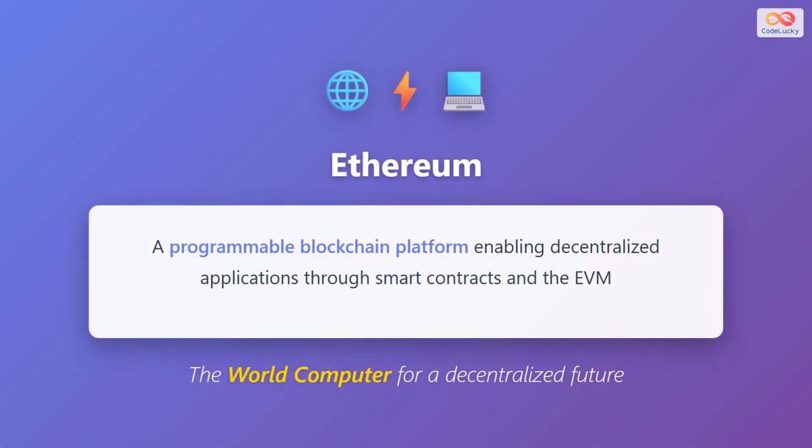To summarize, Ethereum is a programmable blockchain platform that enables decentralized applications through smart contracts and the Ethereum Virtual Machine. It represents a fundamental shift in how we think about computing and applications, creating a world computer for a decentralized future.